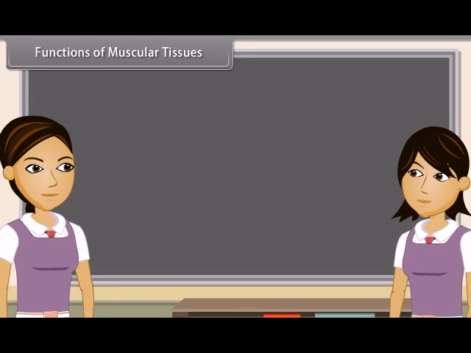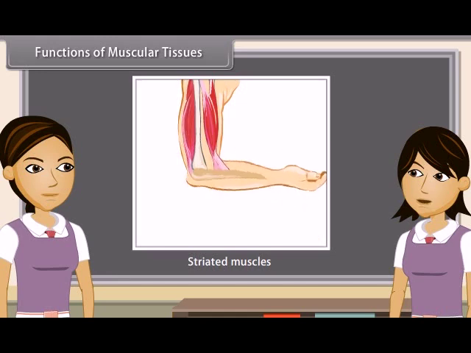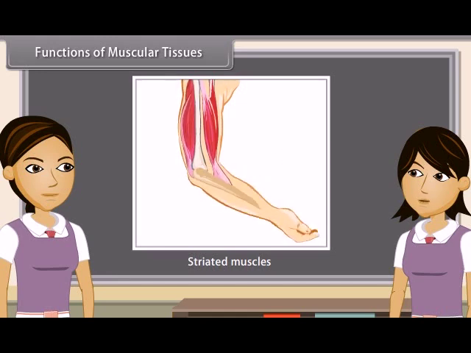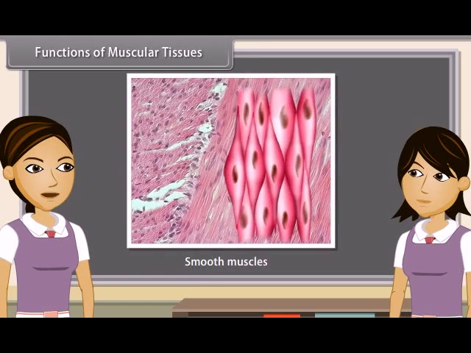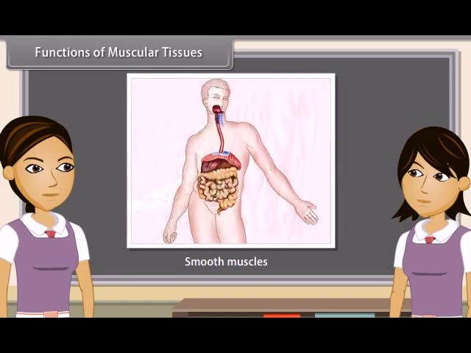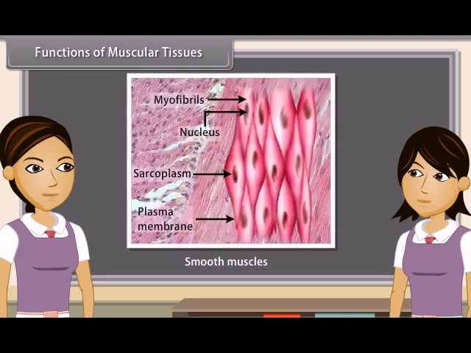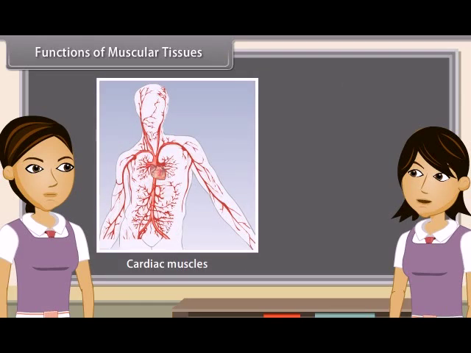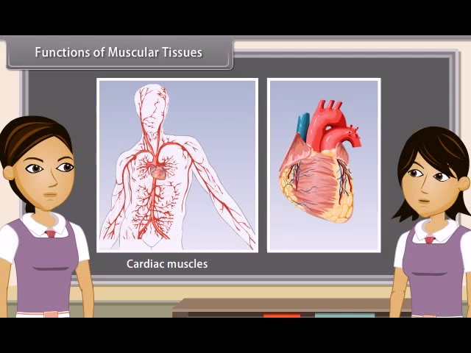Functions of muscular tissues. Striated muscles provide the force for locomotion and all voluntary movements of the body. Smooth muscles are involuntary muscles, that is, they do not work according to our will. Movement of food in the alimentary canal and opening and closing of tubes are due to smooth muscles. Cardiac muscles contract and relax rapidly, rhythmically, and tirelessly throughout life. This contraction and relaxation helps heart muscles to pump and distribute blood to various parts of the body.